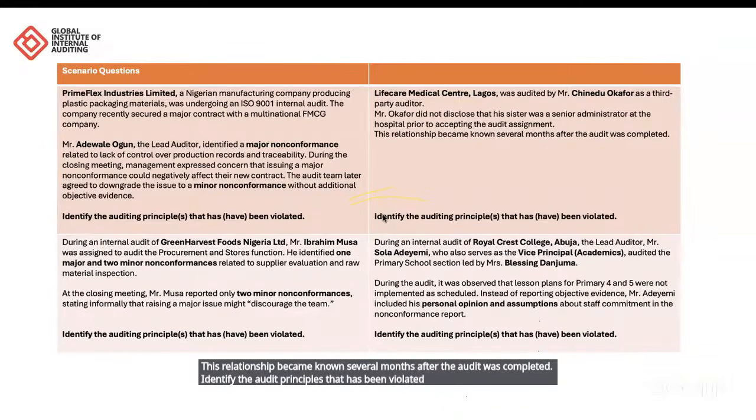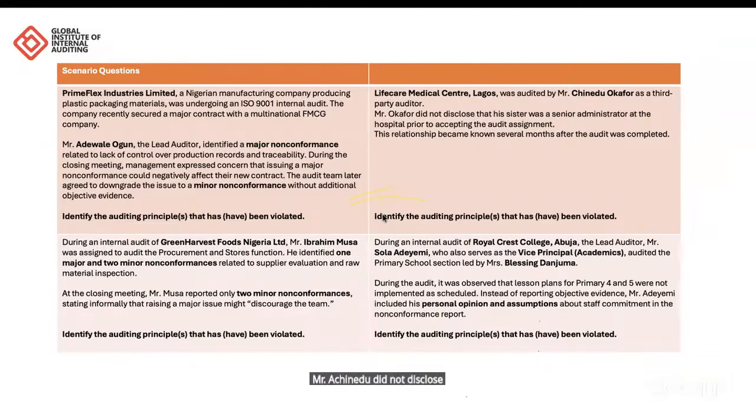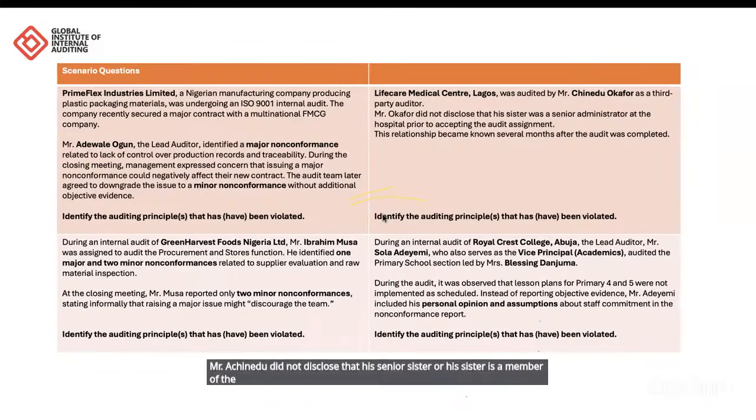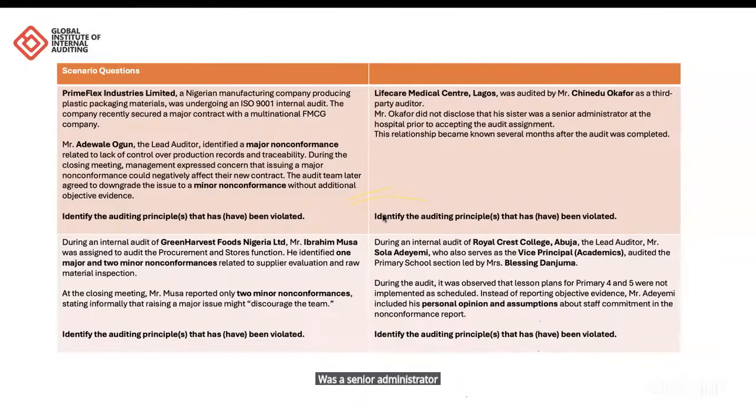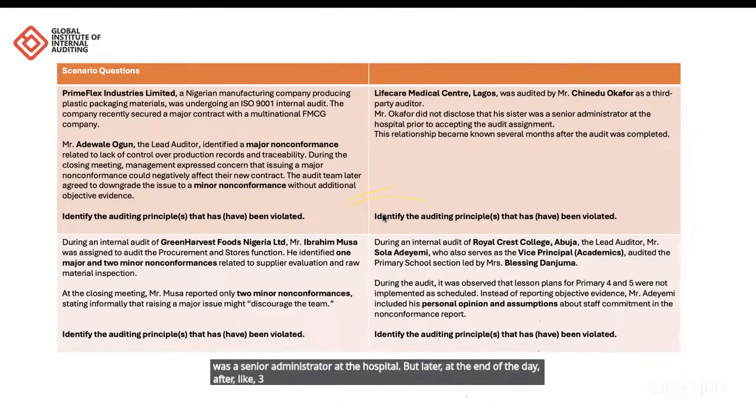Mr. Chinedu did not disclose that his sister was a member of the management team, a senior administrator at the hospital. But about 3 months after the audit, it was discovered that Mr. Chinedu's sister is a member. What principle has Mr. Chinedu violated?